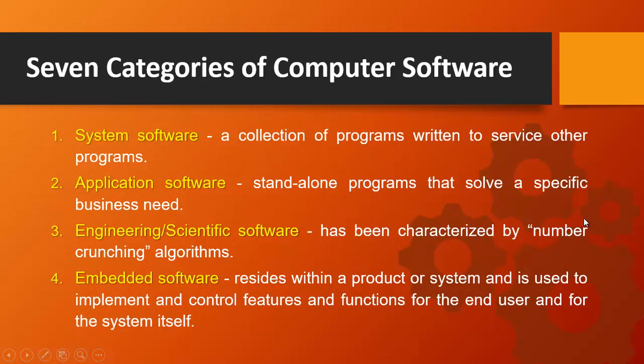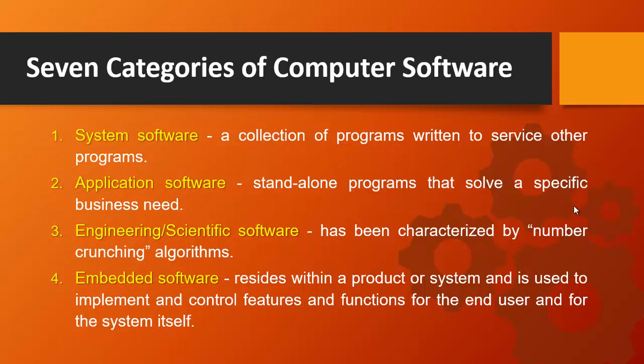Here are the 7 categories of computer software. Some of these you might have already encountered or heard of, so let's discuss them one by one. So the first one is the system software. A system software is a collection of programs written to service other programs. Best examples of these are our operating systems. Examples are Windows operating system, Android, Mac, and many more.